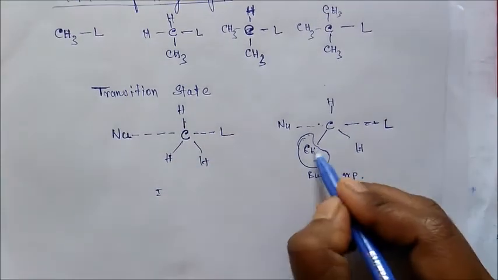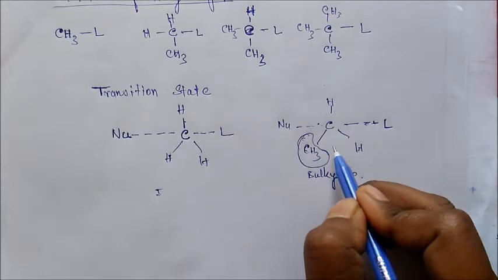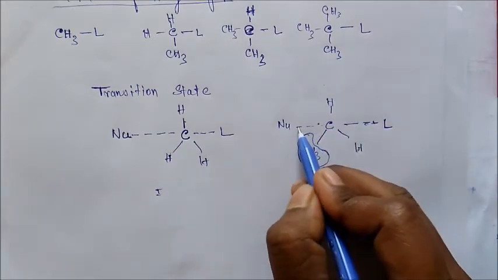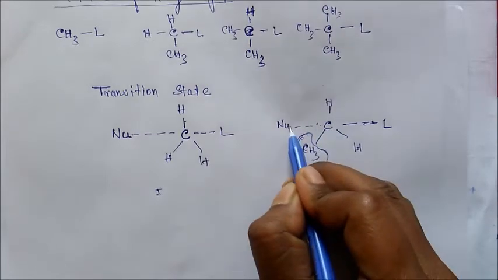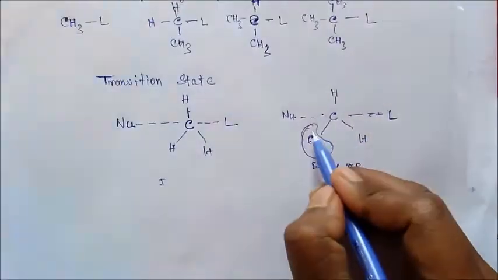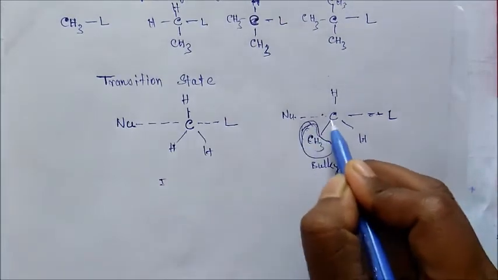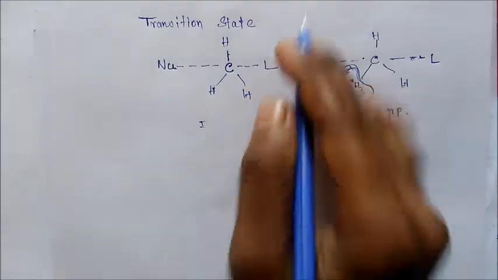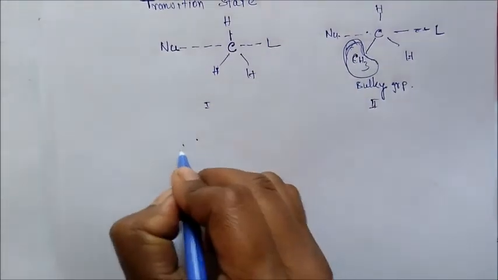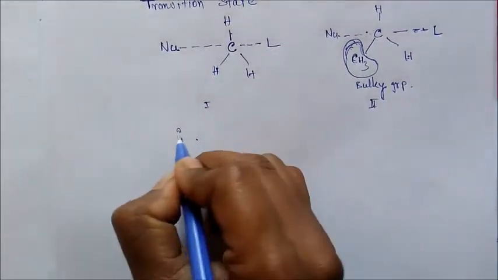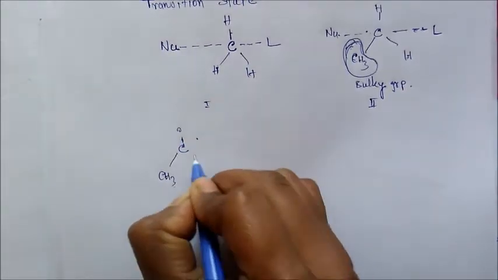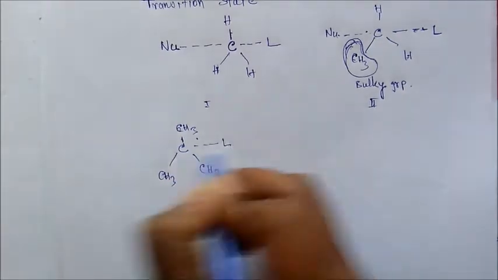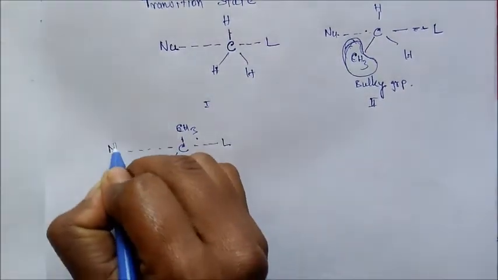So what is this methyl doing here? It is preventing the path of bond formation between carbon and nucleophile. So this creates a hindrance for the nucleophile to form a bond with carbon. In the same way, if we see the third one, C is attached to two methyl groups, the leaving group is detaching, and the nucleophile is approaching.